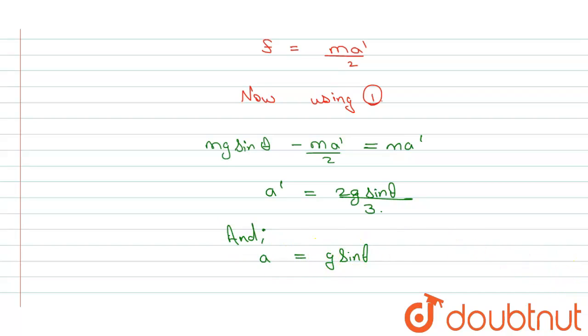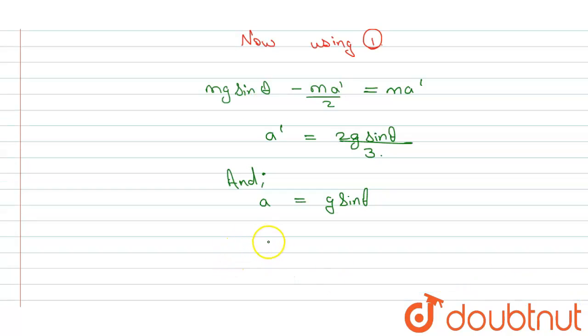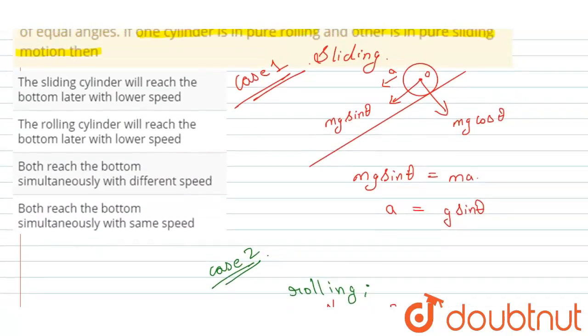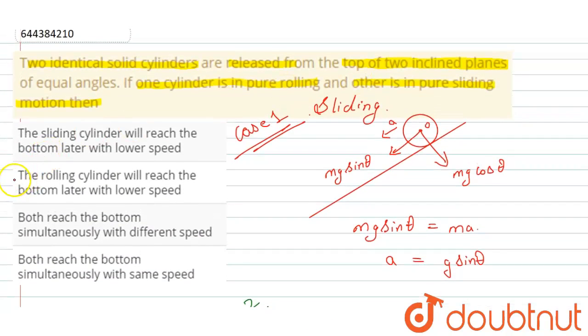So here we conclude that a dash is smaller than a, which means the acceleration is greater in sliding. It means the sliding cylinder reaches first. So option B is correct: the rolling cylinder will reach the bottom later with lower speed. Okay, that's it. Thank you.